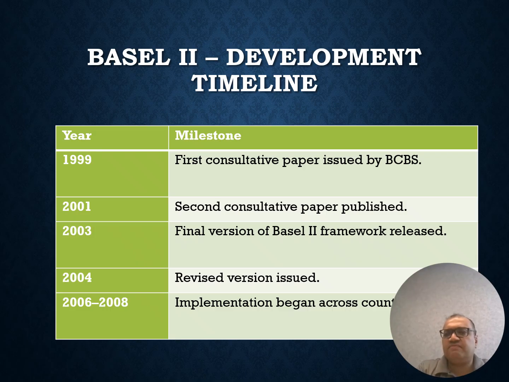In 1999, the first consultative paper was issued by BCBS. Then a second consultative paper was published and underwent certain amendments, about 21 amendments. In 2003, the final version of Basel II was released. In 2004, a revised version was issued, and from 2006 to 2008 it was finally implemented across the various countries.